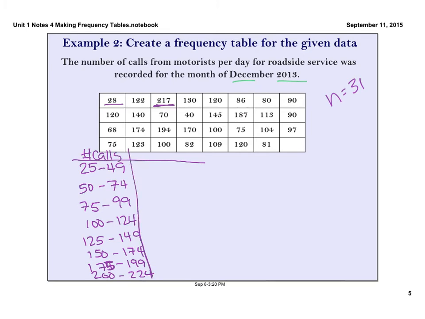Okay. Then the next one over, I'm going to put in my tally. So for my tally, I'm just going to go through the data set, and you can just go in order. These don't need to be listed in order. That's only when you're looking at finding measures of central tendency. But when you're doing a frequency table, you don't necessarily have to have them in order. So I'm just going to tally all the way down. 28 goes in the first one.